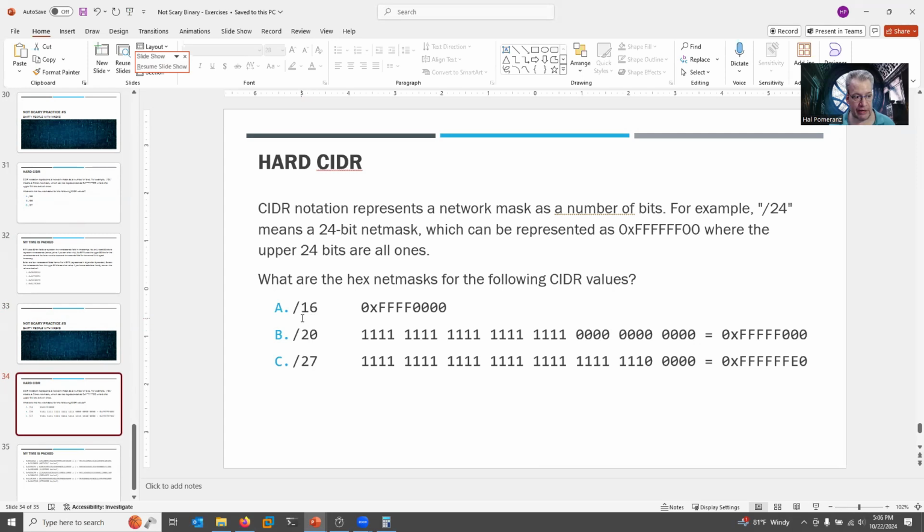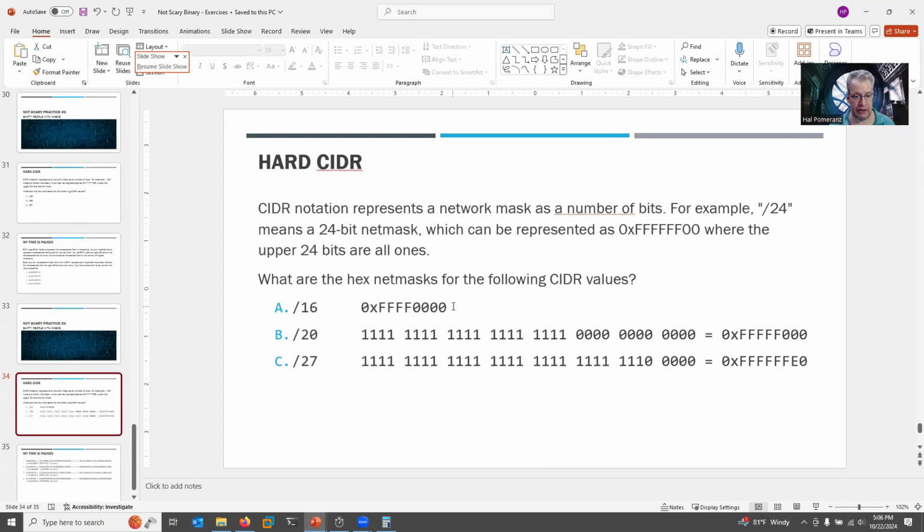Okay, so /16 means the upper 16 bits of the 4-byte value are ones. So FF FF, right? That's 16 bits, right? Remember, each hex digit is 4 bits. Right? So 4 Fs and then zeros in the lower portion of the mask.